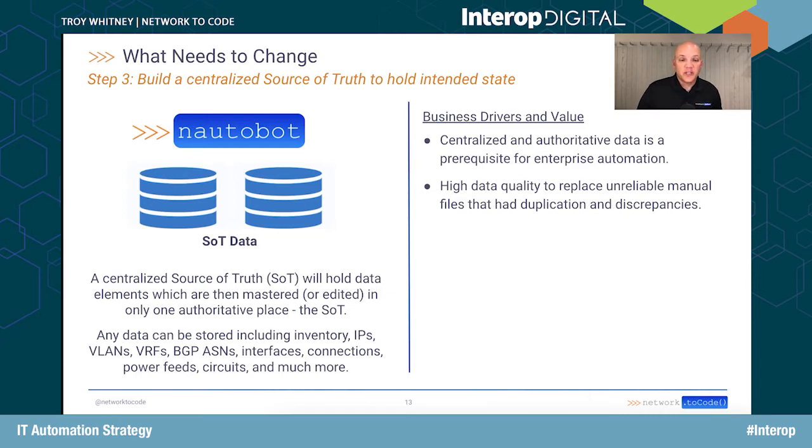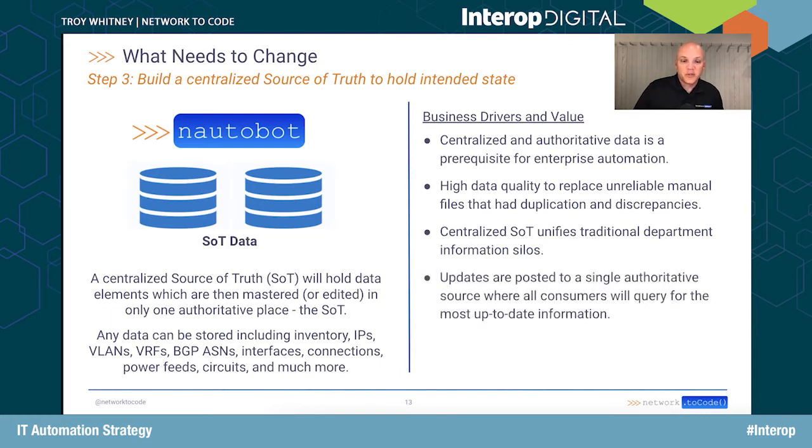We need to replace all those manual Excel files that used to exist on the network share that kept track of IP addresses. How often did one person rename the file or save a new version of the file, and now you've got dueling copies that are out of sync, and it's very difficult to reconcile. We need to get away from those departmental data stores and have one centralized source of truth that unifies all those traditional departmental information repositories.